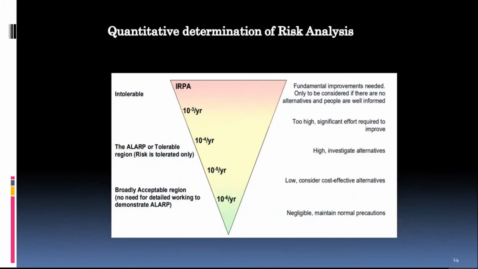A quantitative determination of risk involves three major steps. IRPA, individual risk per annum. These steps are as follows: broadly acceptable region, the tolerable region, and the intolerable region. Here, a risk of 10 per million per year, that is 10 raised to minus 5 per year, effectively means that any person standing at a point of this level of risk would have 1 in 10,000 chances of being fatally injured per year.